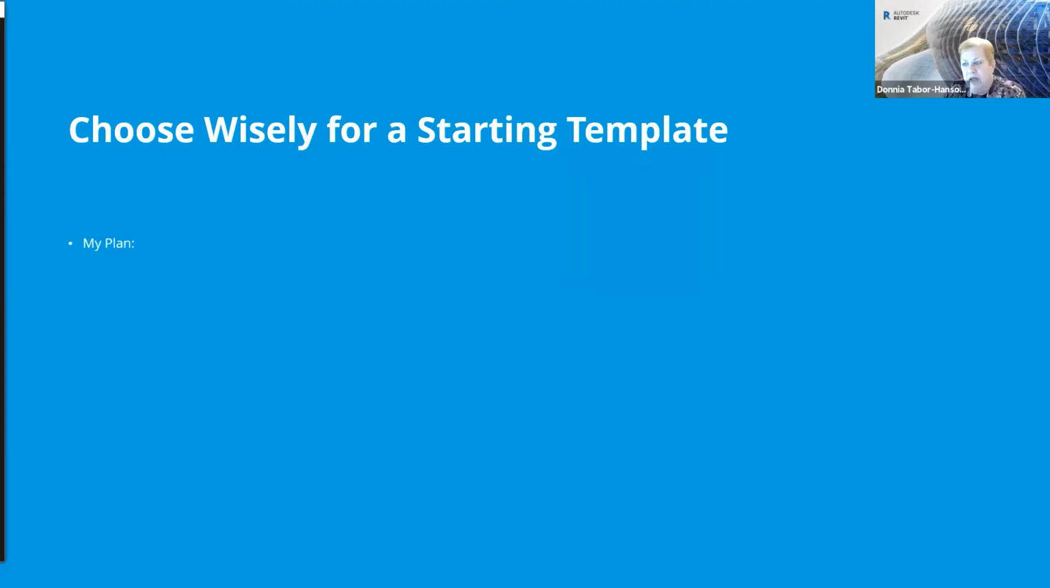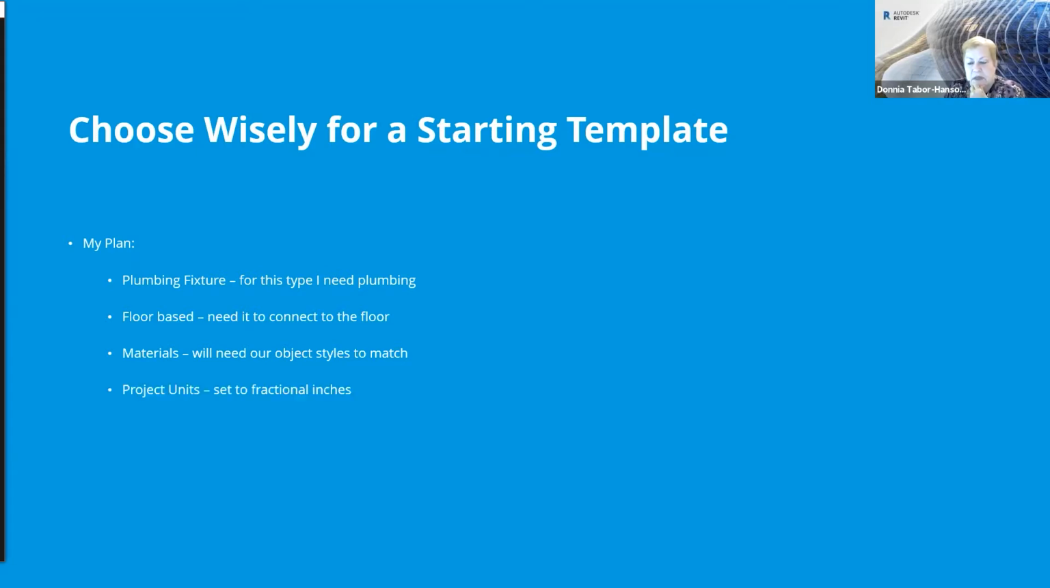So let's create a family template. We're going to start with my plan. My plan is that I want to create a plumbing fixture. For this type, I need plumbing, but I want it to be floor-based. So I need it to connect to the floor, or at least be able to sit on the floor. The materials will need to match our object styles, and our object styles also need to match. My project units, I will be setting them to match my projects. Well, you got to know these things you're going to go through. You got to know what you got to have here. And I will need all the parameters for the schedule.